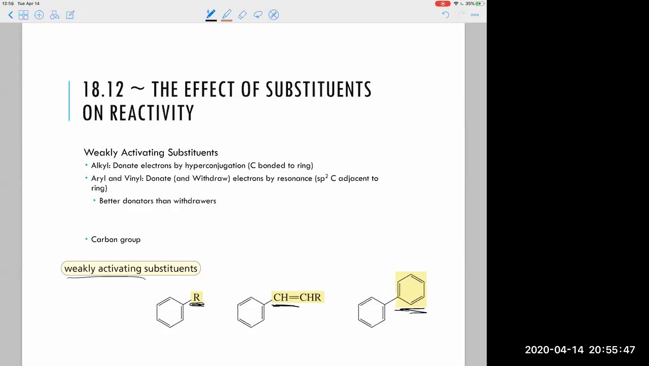Yeah, okay. So first of all, in terms of the weakly activating groups here, your alkyl group doesn't have any resonance structures to contribute, right? It only donates electrons by hyperconjugation. That's where the bonding orbital is overlapping with an anti-bonding orbital. That weird thing that I told you is going to come up over and over again has that oddly stabilizing effect. You do have electron donating through resonance with a vinyl group or an aryl group. The problem is you also have electron withdrawing through those resonance effects as well, right? So those resonance structures go both ways. So the net effect is it is activating, but only weakly.